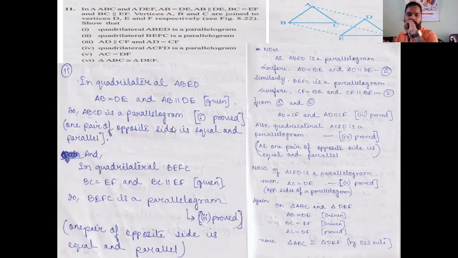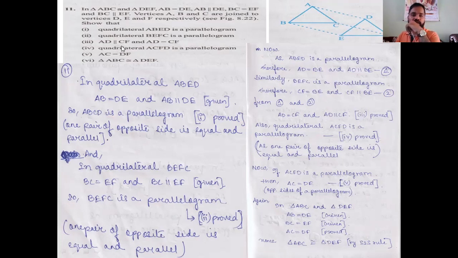So ABED is a parallelogram. Then second, it is told quadrilateral BEFC is a parallelogram. You look at the further part of the question, it is told BC is equal to EF and BC is parallel to EF. So same theorem again, one pair of opposite sides is equal and parallel. So you see, in quadrilateral BEFC, BC is equal to EF and BC is parallel to EF, which means this quadrilateral is a parallelogram, okay?